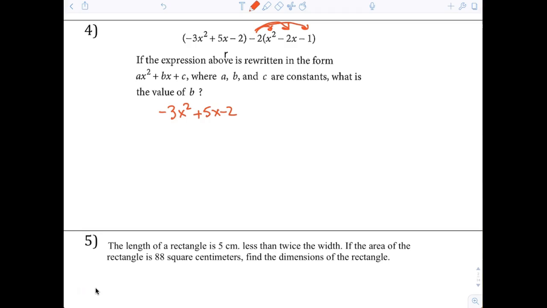-2 times x squared is what? Come on, you guys got to participate. -2x squared. Then what? Positive 4x. And then what? Positive 2. And that is equal to ax squared plus bx plus c.